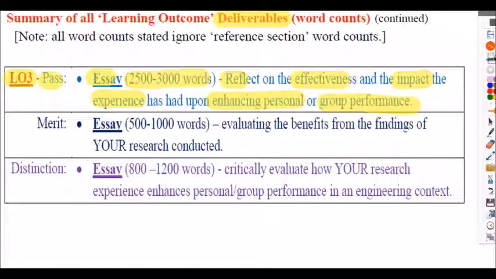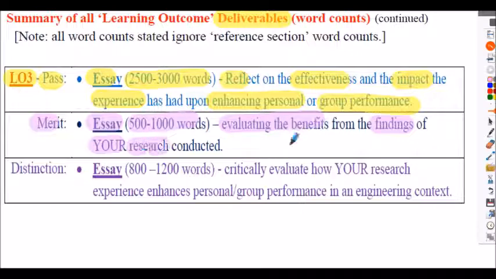Again, referring to our research information document, you'll see an outline of what reflection is in this context, and also some suggested models you might want to apply to help you in the reflection process. For the merit grade, another essay, 500 to 1,000 words, evaluating the benefits from the findings of your research.